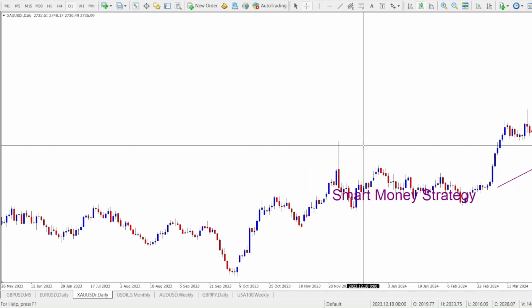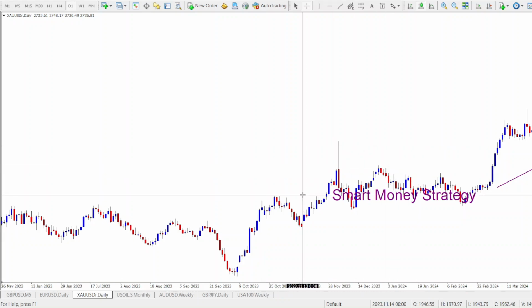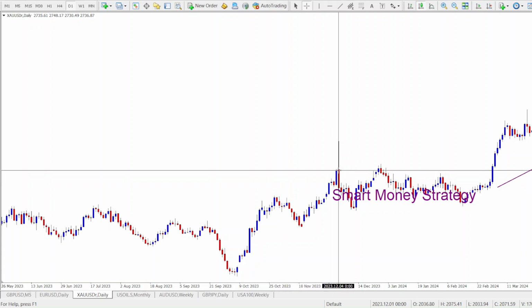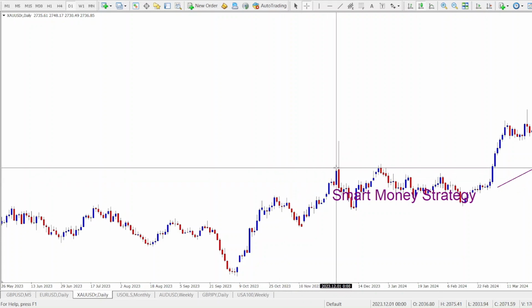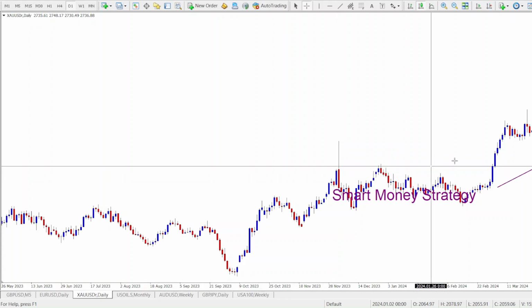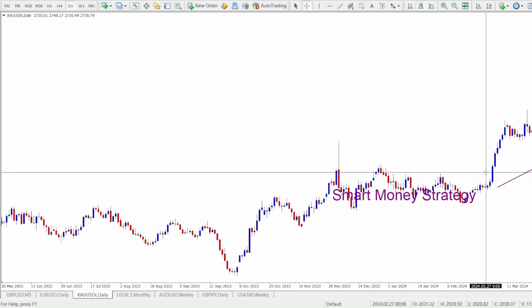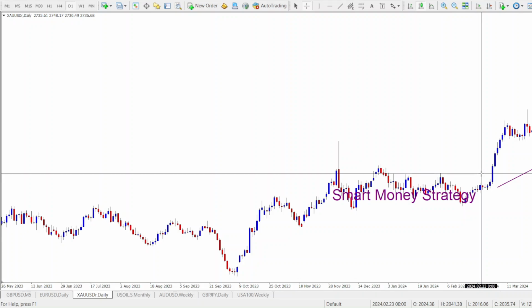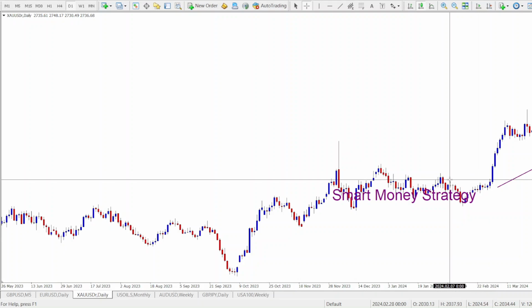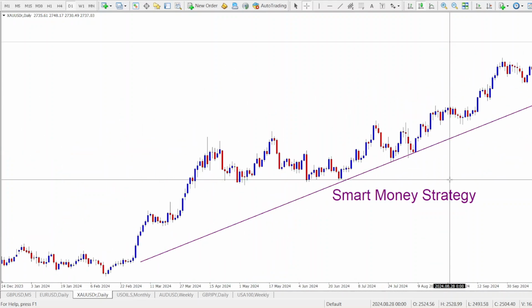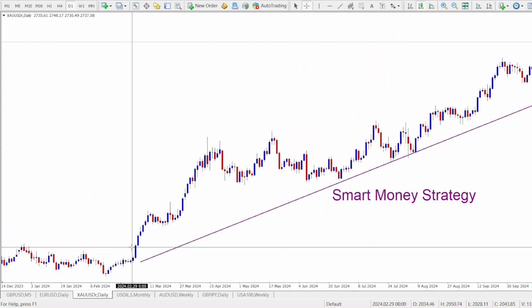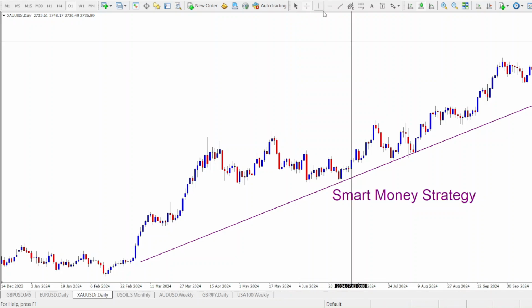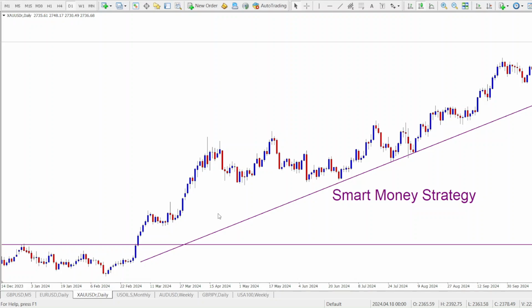But then we had a form of consolidation after a while, around, let's say, November, December 2023, that lasted until February, until February 2024, right? And then we had a bullish breakout. As we can see, the bullish breakout occurred around here, right? So after the breakout happened, we have seen a consistent increase in the value of gold till now.